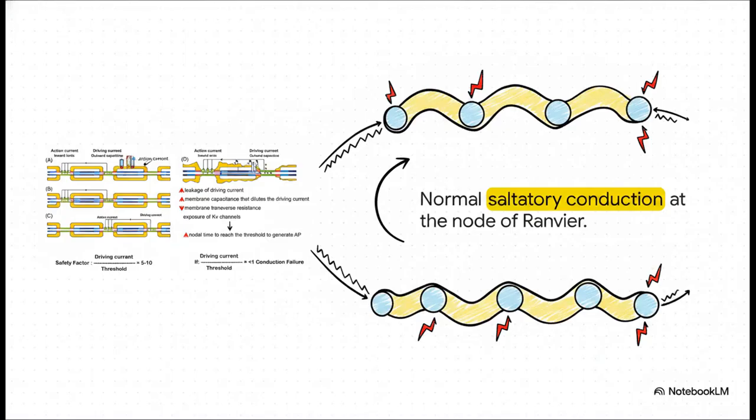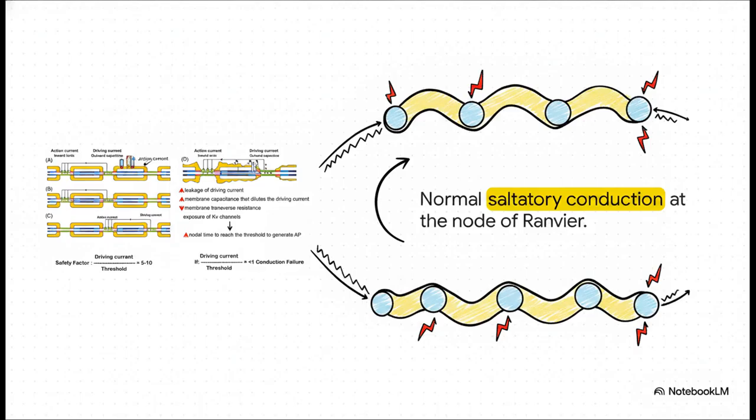To understand the pathology, we have to understand the normal physics first. Think of your nerve fibers like high-speed electrical cables. To keep the signal moving incredibly fast, they're wrapped in this insulating layer of fat called the myelin sheath. But this insulation actually has these tiny little gaps in it, known as the nodes of Ranvier.